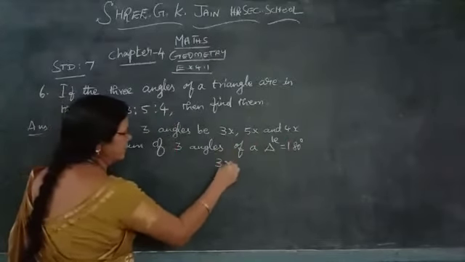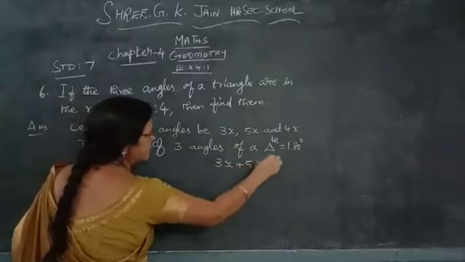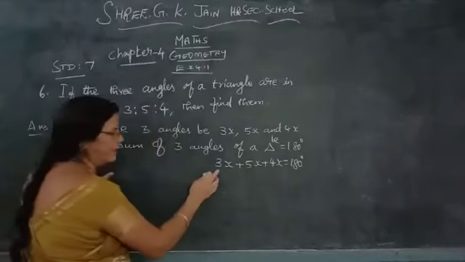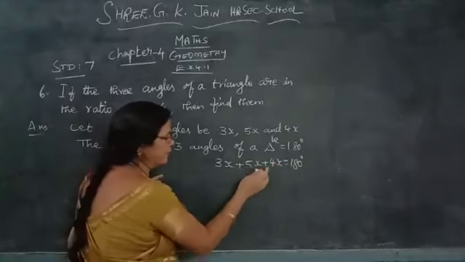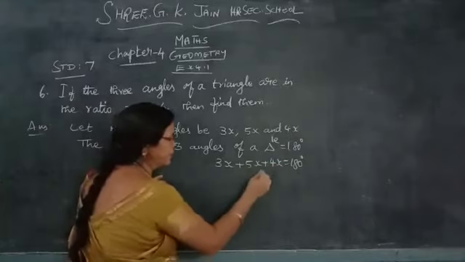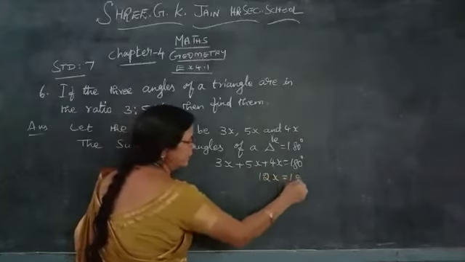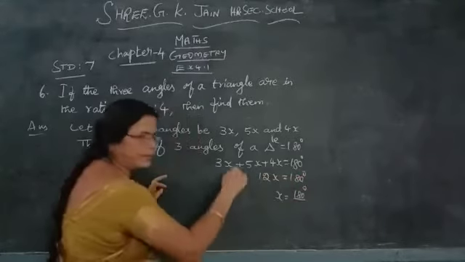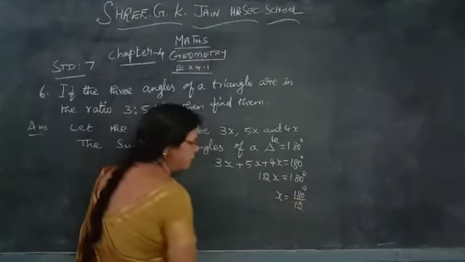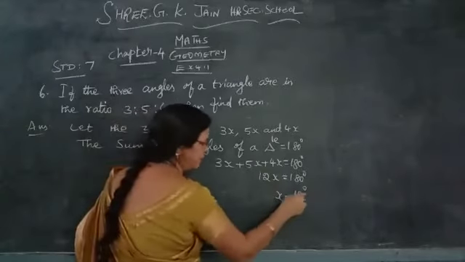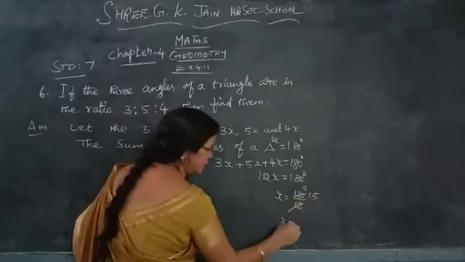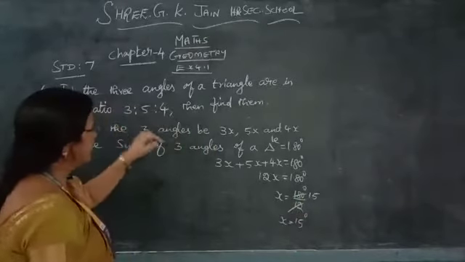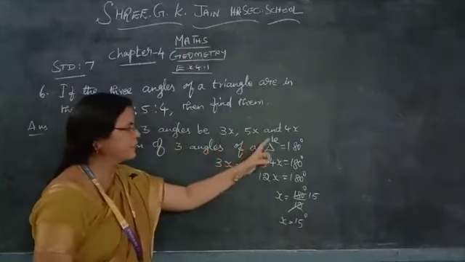What are the three angles here? It is given 3x plus 5x plus 4x equals how much? 180 degrees. On adding all together, how much will you get? 5 plus 4 is 9, 9 plus 3 is 12. So 12x equals 180 degrees. We need the x value, so 180 degrees divided by 12. In the 12 table, how many times? 15 times, isn't it? So x equals 15 degrees. But what do we need? We need 3x, 5x and 4x.